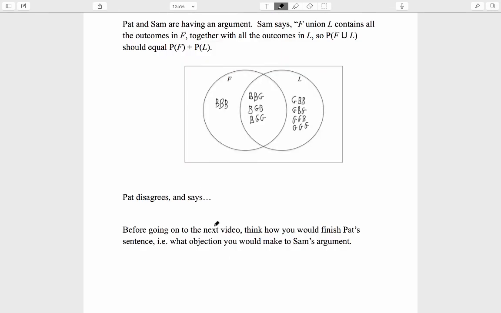To understand how F union L is related to F intersect L, we join our friends Pat and Sam, who are having an argument. Sam says F union L contains all the outcomes in F, together with all the outcomes in L, so the probability of F union L should equal the sum of the two individual probabilities. Sam says it should equal P of F plus P of L. Pat disagrees and says... Before going on to the next video, think how you would finish Pat's sentence. That is, what objection you would make to Sam's argument that the probability of the union should equal the probability of F plus the probability of L.